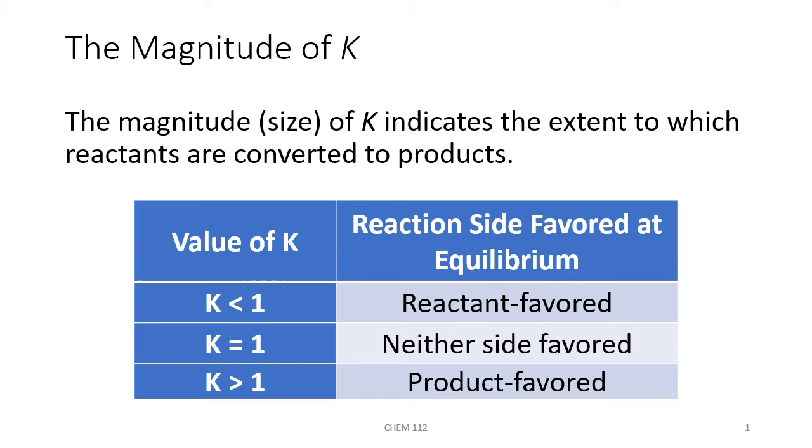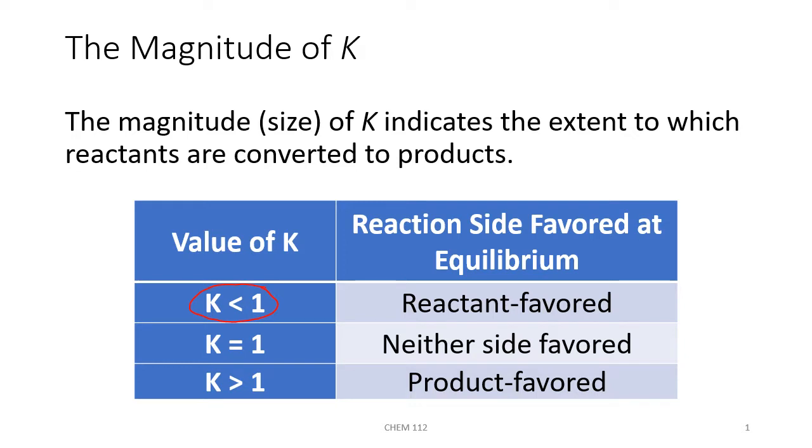So far, we've learned what K sub C and K sub P are, but the size of the K value, the magnitude of it, also tells us something. It indicates the extent to which the reactants are converted to products, or essentially it tells us the reaction side that's favored at equilibrium. So if you have a small value for your K, a value much less than 1, we say that this is a reactant favored equilibria. That means that when the reaction reaches equilibrium, there will be a lot more reactants than there will be products.